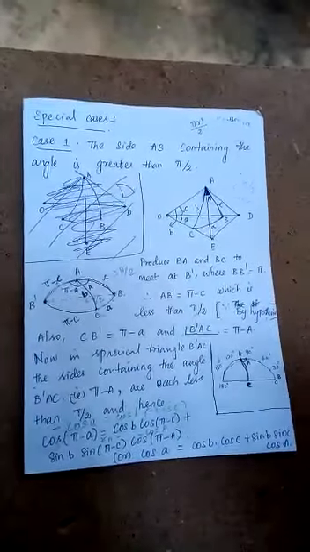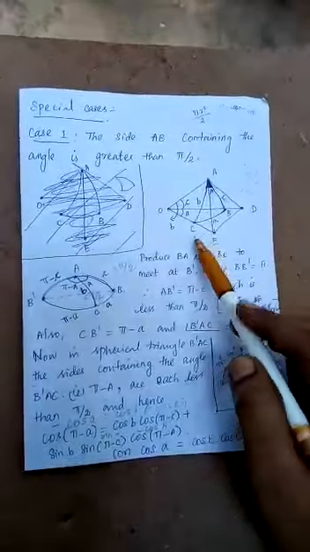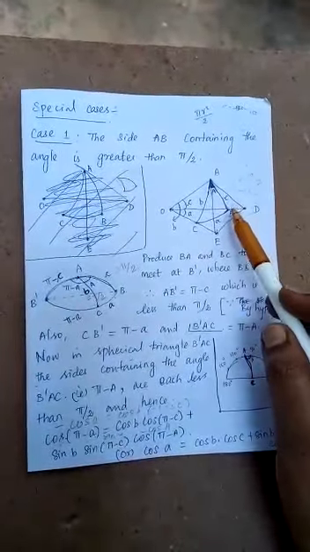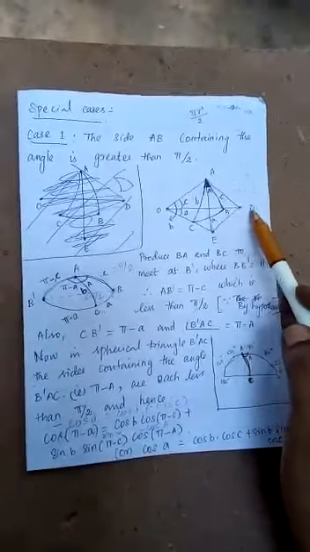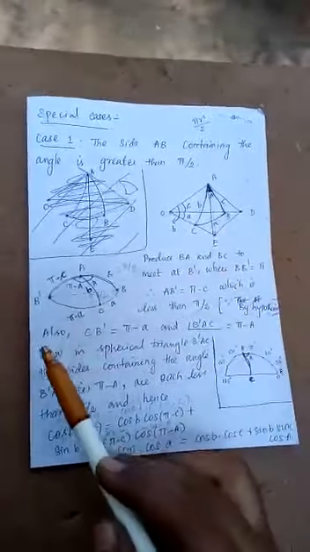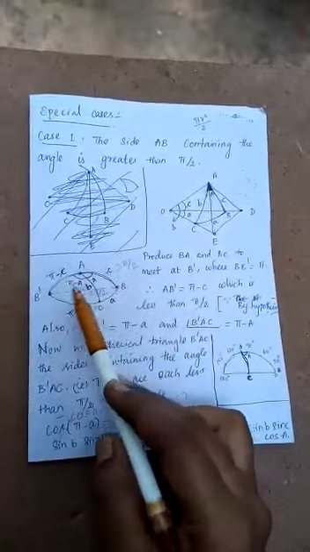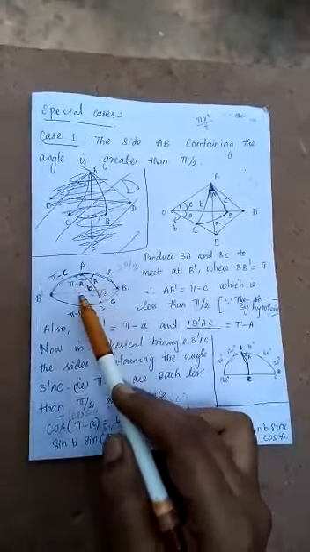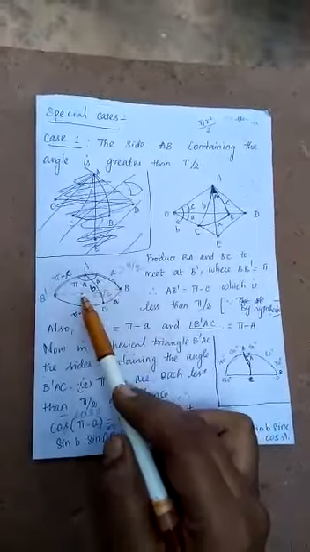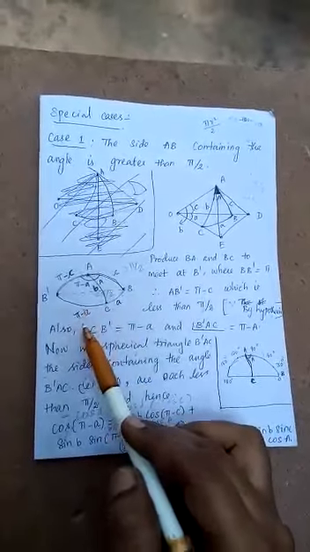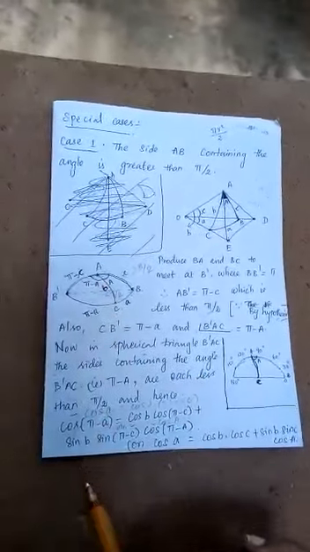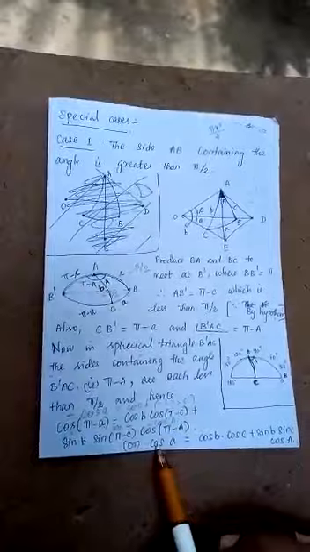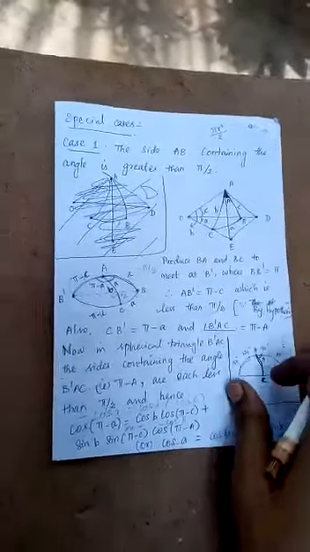So if any one of the sides of the spherical triangle containing the angle A is greater than pi by 2, we produce another spherical triangle adjacent to that spherical triangle. We apply the cosine formula for the adjacent spherical triangle, and we get the final cosine formula. Next is case 2.